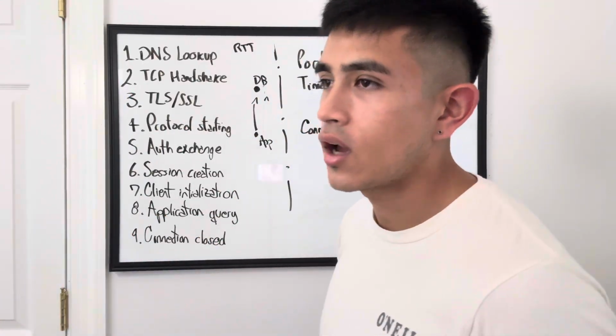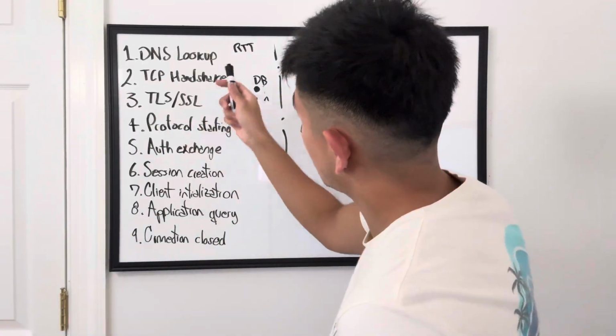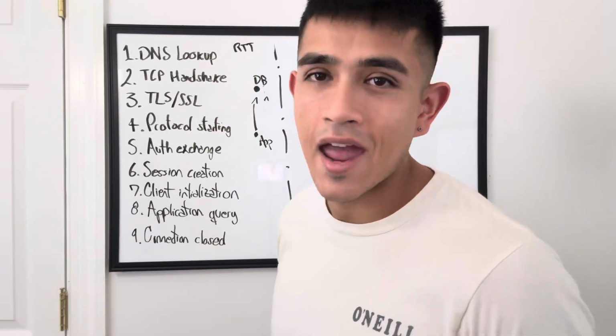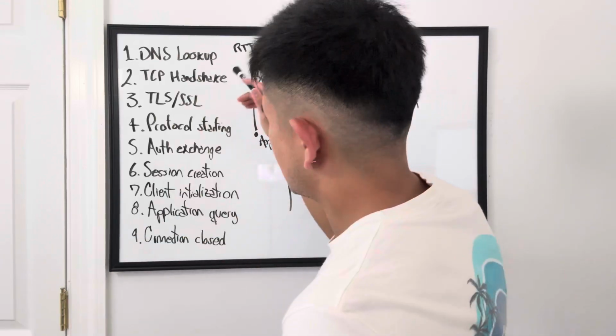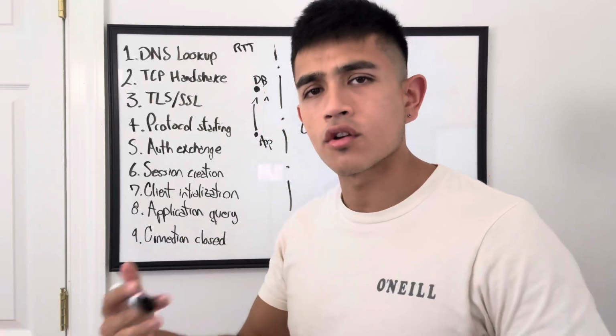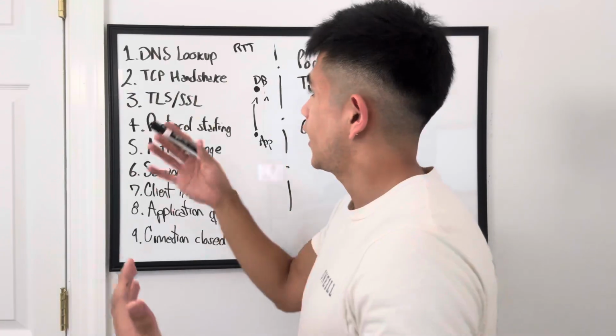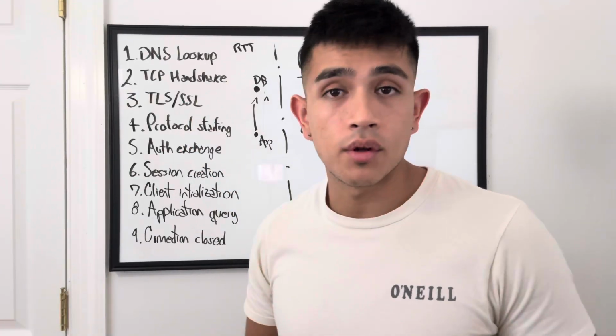Okay, we figured out the IP address, but then we need the TCP handshake, which is the backbone of the internet, and it happens everywhere to establish a connection. That's another RTT. And then you start consuming more networking resources, allocating more sockets, and using more CPU and memory.